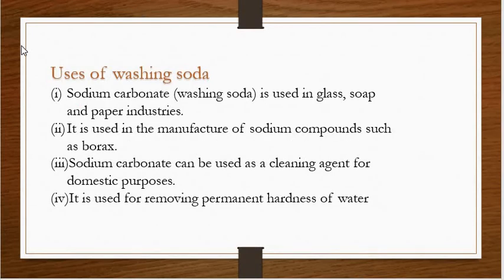Uses of washing soda. Washing soda is used in glass, soap and paper industries. It is used in the manufacture of sodium compounds like borax. It is also used as a cleansing agent for domestic purposes, and the most important use is removing permanent hardness of water.